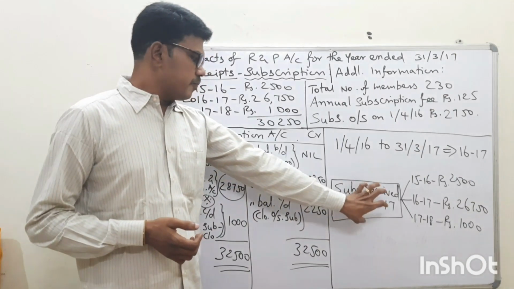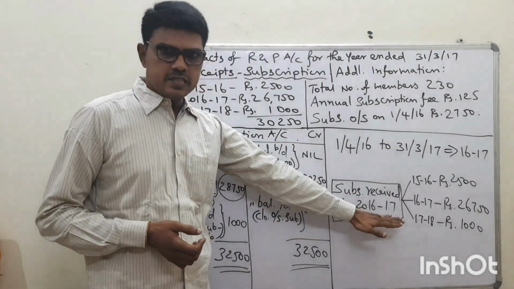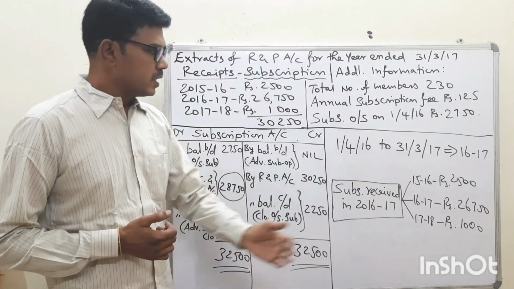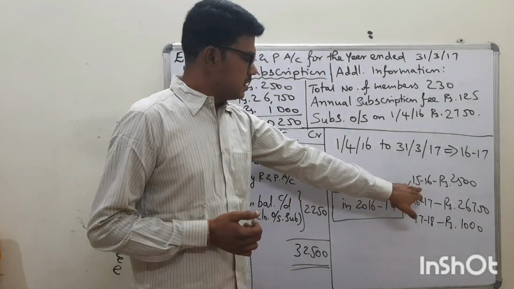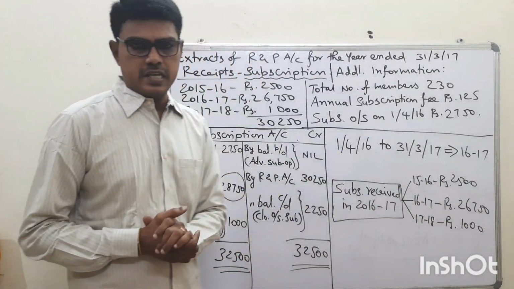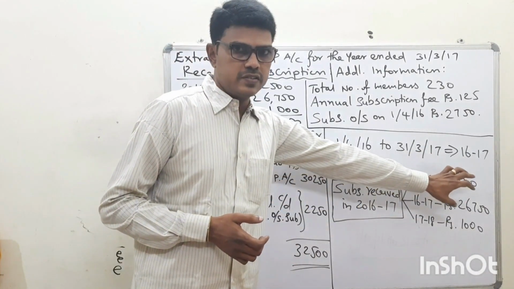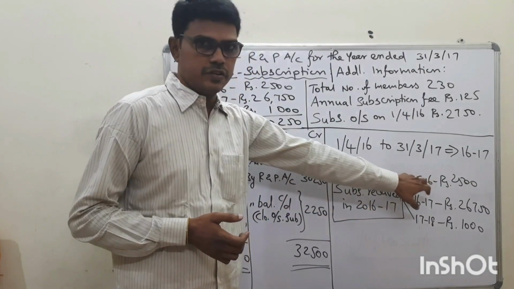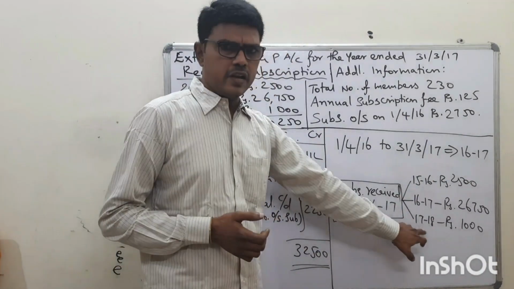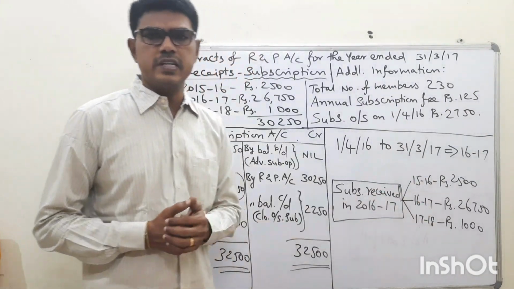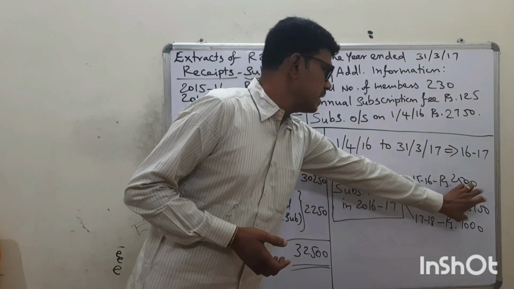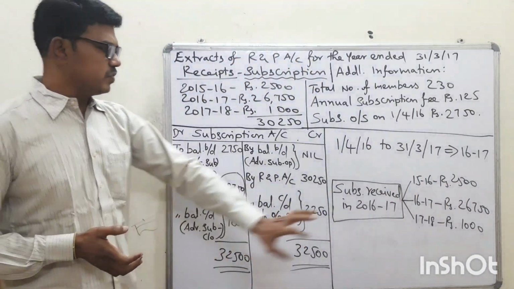But during the financial year 16-17, we have received some amount for the financial year 15-16. Like that, we have received some amount in advance, which is for the next financial year or subsequent year, 1000 rupees. This is for the current financial year. First, we should understand this.